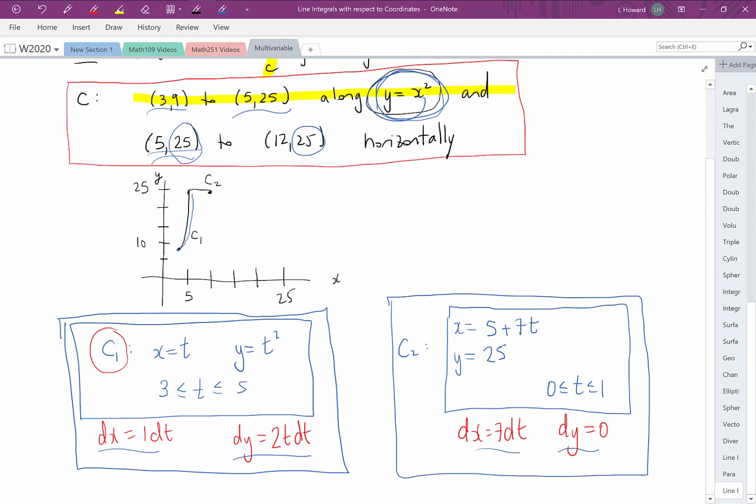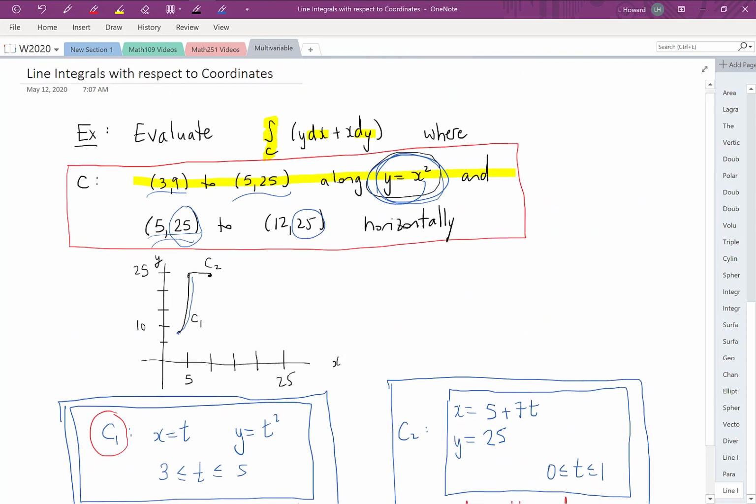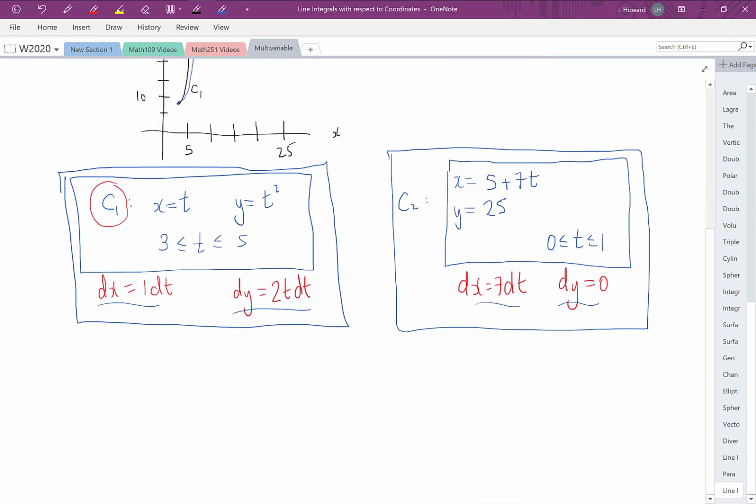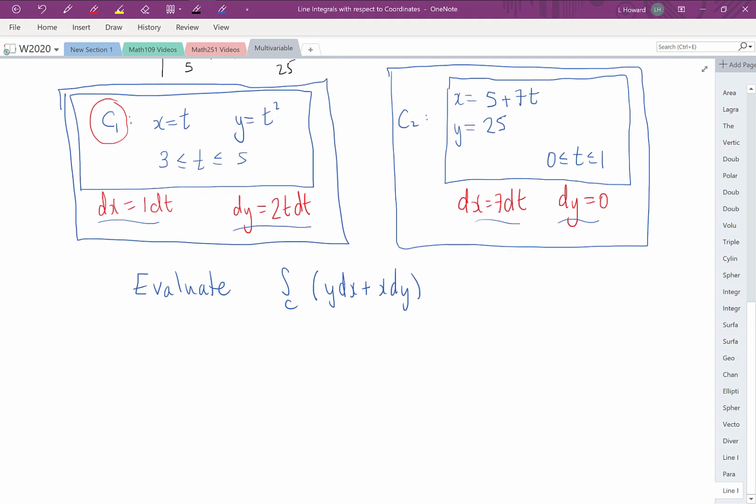Okay, and then let's flash back to the question and just remember what we're trying to evaluate. We'll write that down again. We are trying to evaluate the line integral, so integral along C of y dx plus x dy. So I write that down just so we don't have to keep scrolling back.